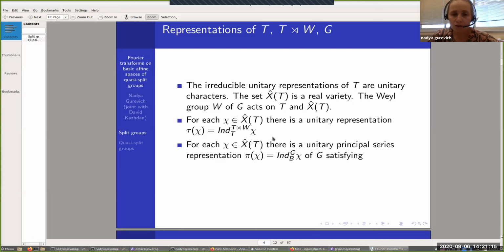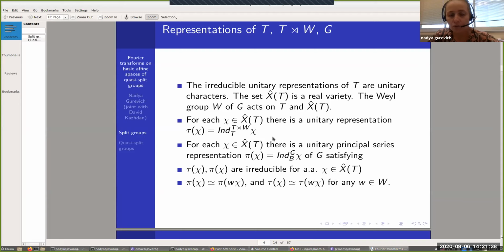Okay, so the representations pi of chi and tau of chi enjoy some common properties. In fact, for almost all unitary characters, they are irreducible. And in addition, they are not all distinct. In fact, for any two characters belonging to the same orbit under the Weyl group, the representation pi of chi is isomorphic to pi of w chi, and the same is true about tau.